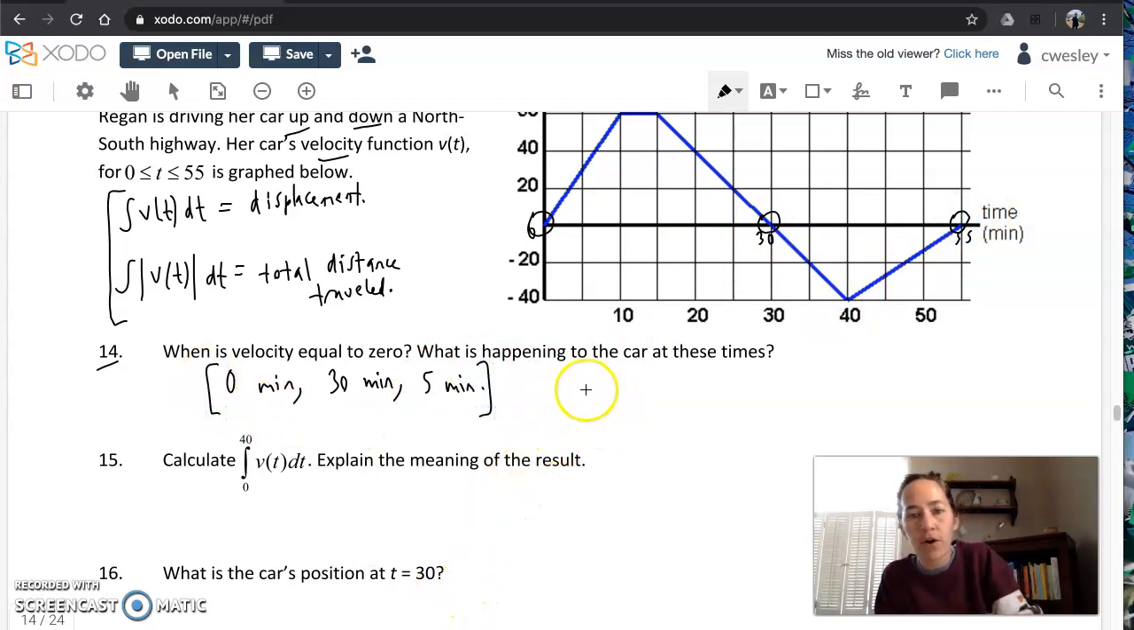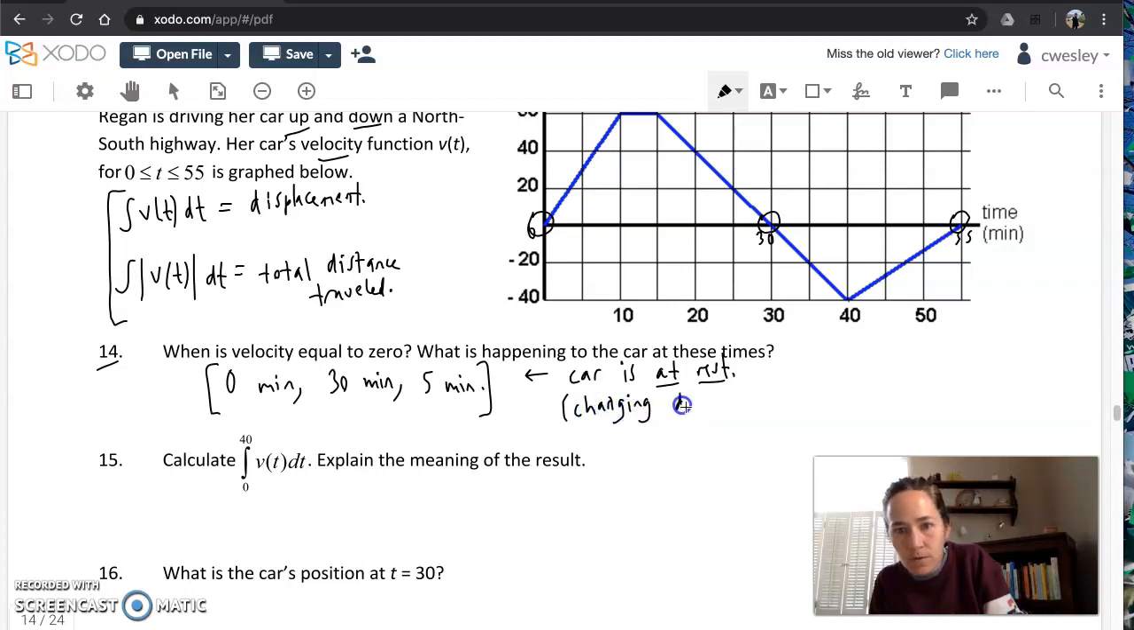What's happening to the car at these times? You can give me one of two phrases. You can say the car is, quote unquote, at rest at these times. Really not moving because velocity is 0, right? The speed of the car is 0 at those times. More practically, we can say the car is changing direction from north to south, since we're only going one of two ways at that time.